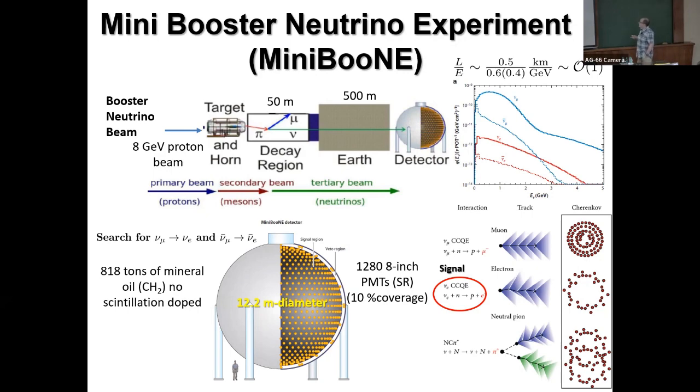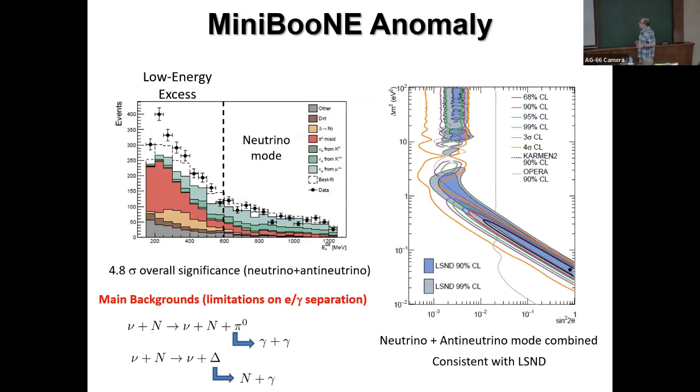And then what did this experiment find in the end? MiniBooNE confirms LSND and does not refute it, obtaining a low energy excess. And if they combine the neutrino and antineutrino modes, this low energy excess was consistent with 4.8 sigma overall significance.